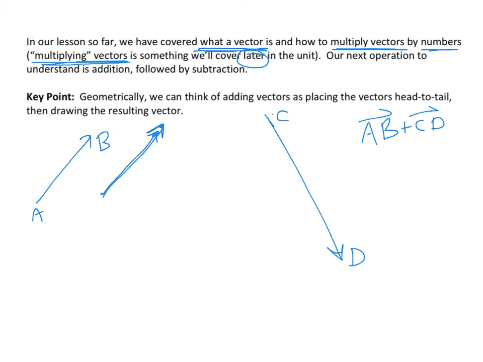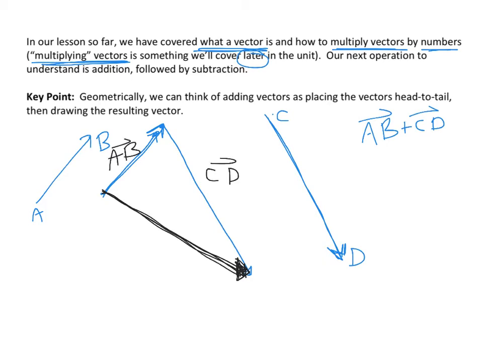And then I'm going to take this direction of CD and use that thing to get down to here. And then this is the sum of those two vectors. Okay, so sort of to put it into those terms, if this is AB and this is CD, then this vector that I drew down here in black, this is the vector AB plus CD.